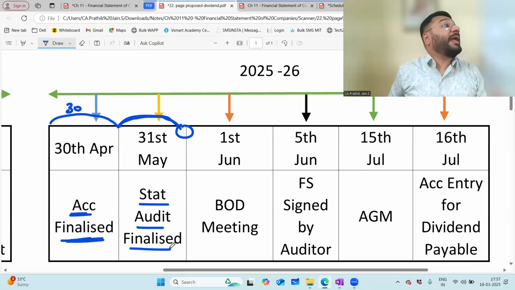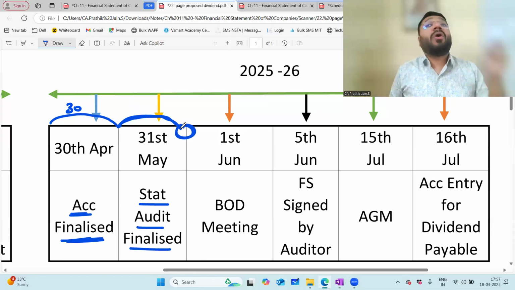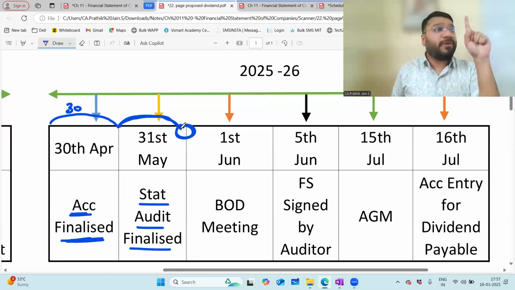That is yet to sign the financial statement. So, sir, when it is 31st of May and everything is ready, why can't the auditor sign here? Because the auditor is waiting for one more piece of information. What is that information? We'll see now.